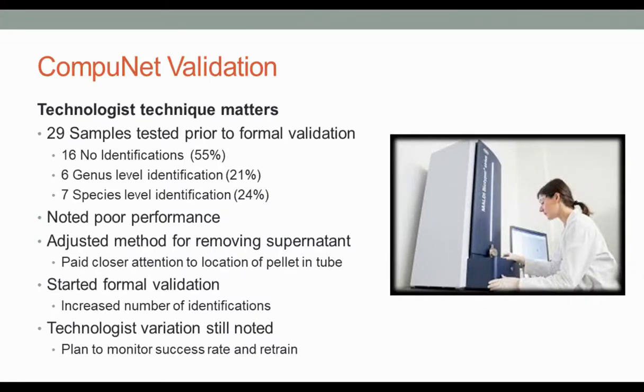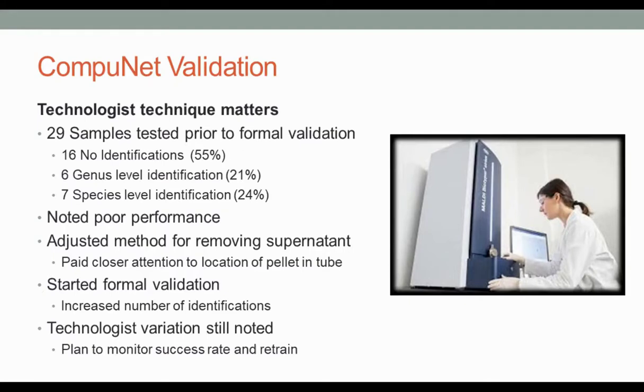During our validation study, one thing became very obvious. Technologist technique matters. When initially starting our validation, we tested 29 samples. During this pre-validation phase, 55% of the organisms did not achieve an identification. We did not feel that we could proceed with this level of performance.